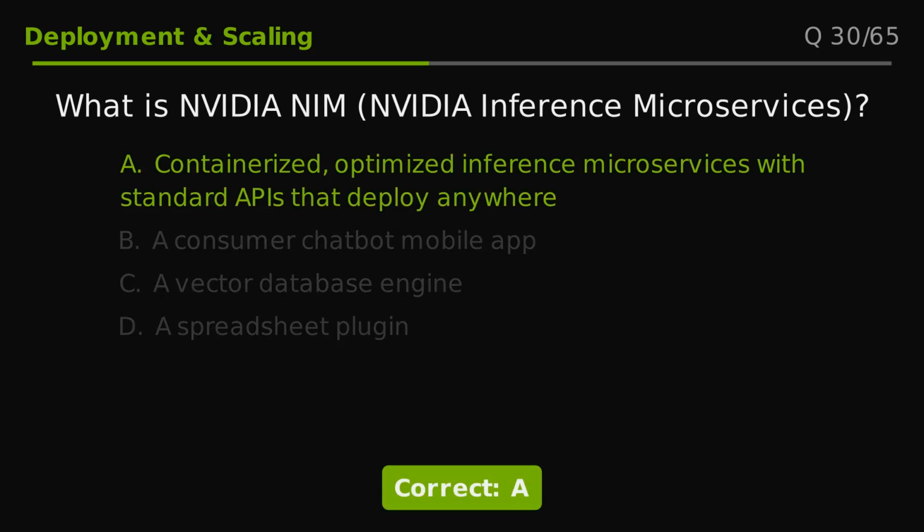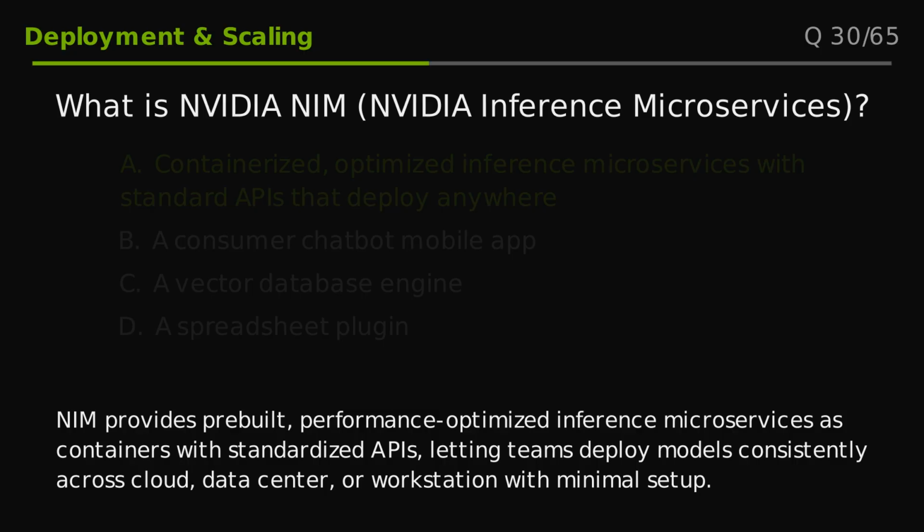The correct answer is A. NIM provides pre-built, performance-optimized inference microservices as containers with standardized APIs, letting teams deploy models consistently across cloud, data center, or workstation with minimal setup.